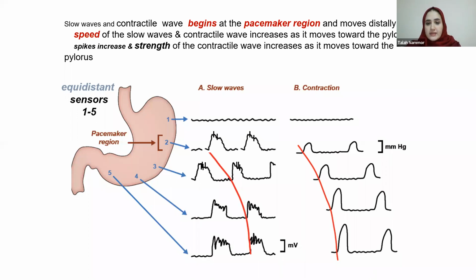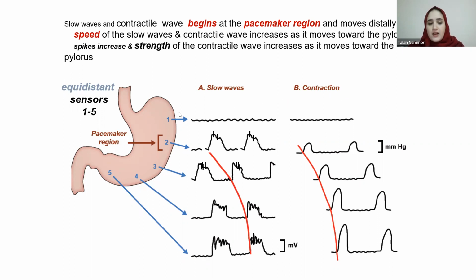To achieve that, in this slide you can see, guys, the doctors placed sensors in different areas of the stomach. Here it's in the fundus, here's the pacemaker region, and as we go down, it's going more towards the pyloric region. Then they measured two things: the electrical waves, the slow waves, and the contraction and its strength.